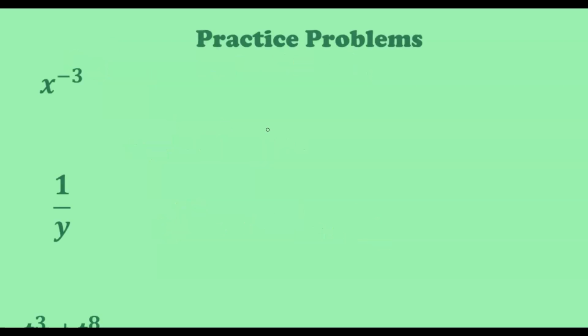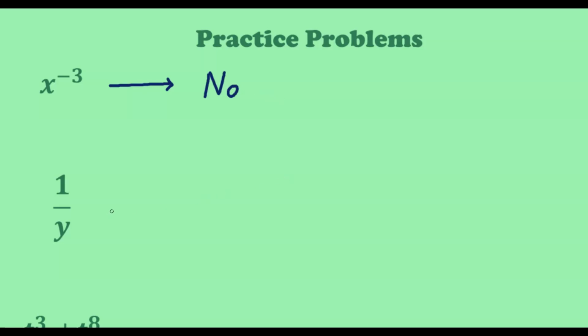Now let us consider a few practice problems. Let us determine whether the given algebraic expressions are polynomials or not. Now let us consider this first one. We have x to the power of negative 3. Now the exponent is negative 3, and that is not a whole number. So we have a variable raised to the power of a number which is not a whole number, and because of that, this is not a polynomial. So no, this is not a polynomial.